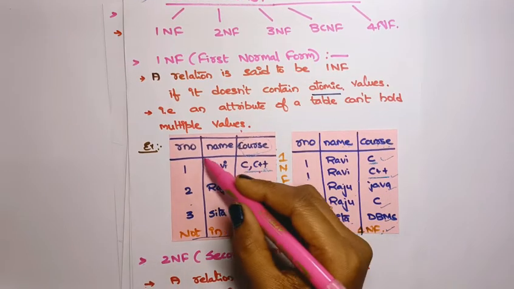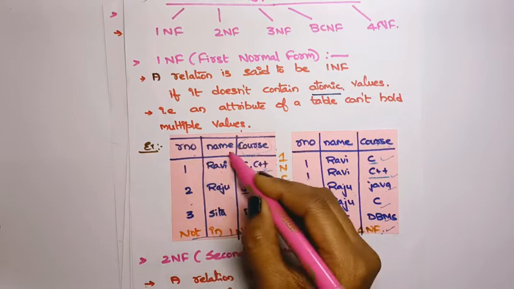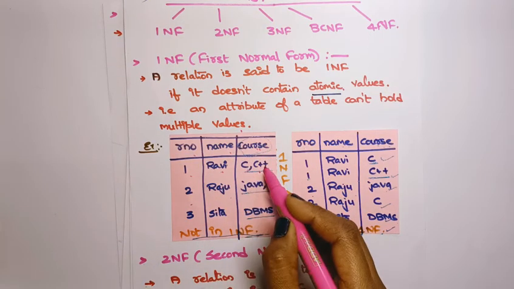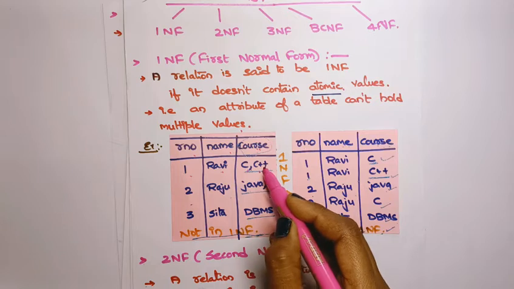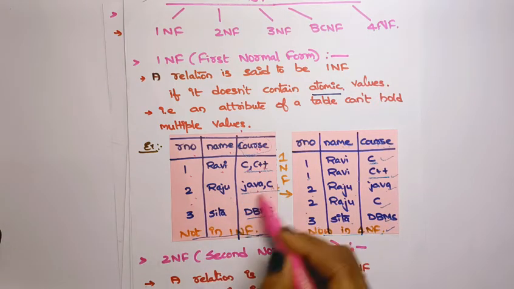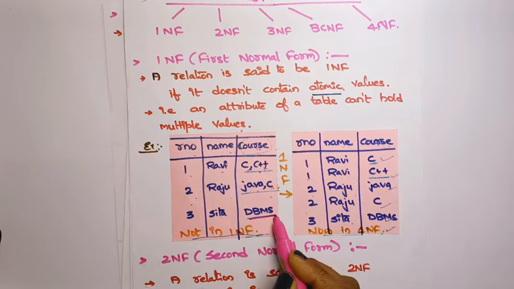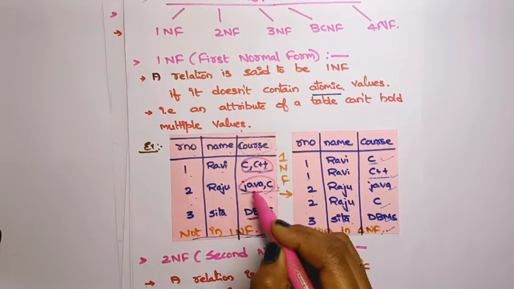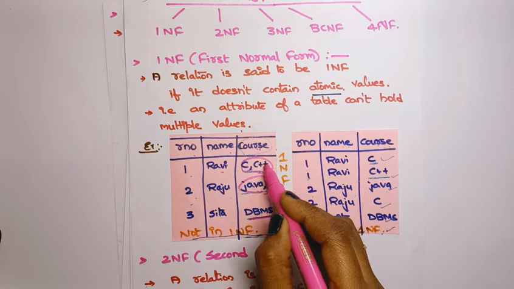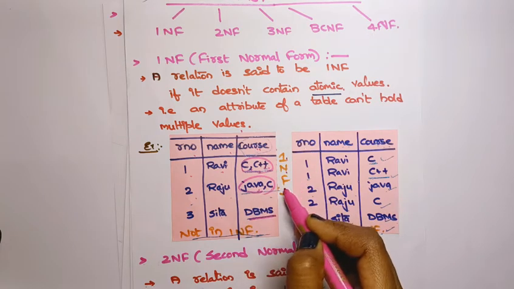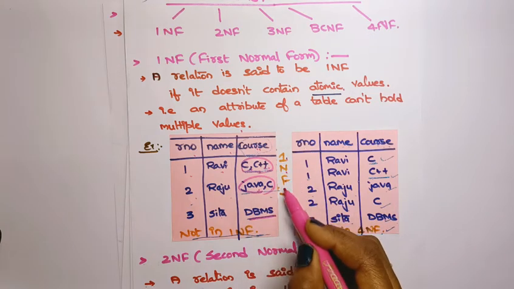For example, if you observe this table, roll number, name and course. Roll number 1, Ravi joined for two courses like C and C++. Raju joined for Java and C. Sita joined for only DBMS. So here Ravi is holding two values, C and C++. This is not atomic. Now you need to convert this table into first normal form.